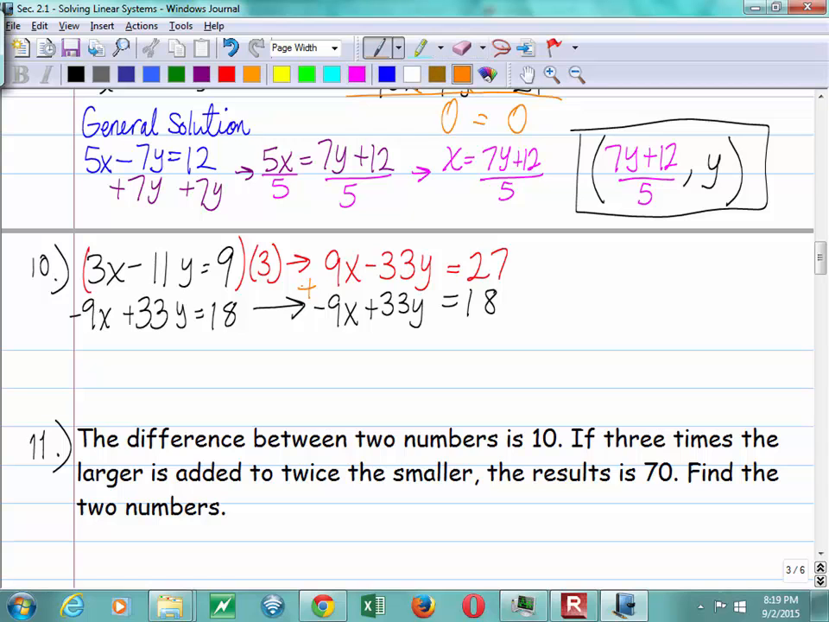Okay, so if you add these two equations together, all of this cancels out, so this side of the equation is 0, but 27 plus 18 is going to be 45. So 0 is not equal to 45, so that's a false statement. So because of that, this is actually going to be no solution.